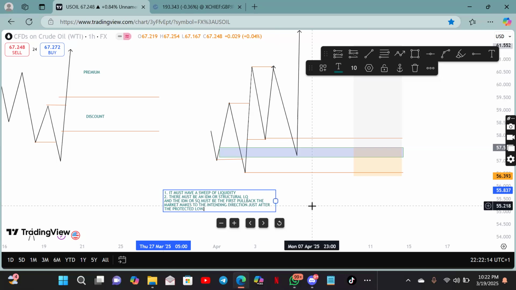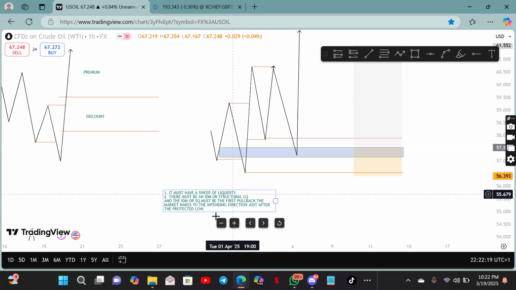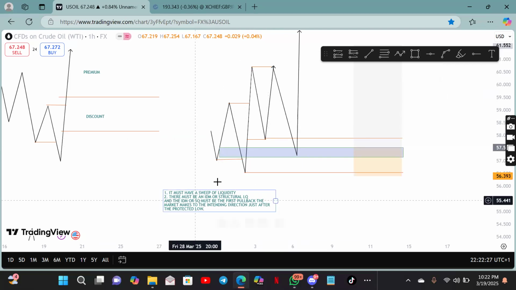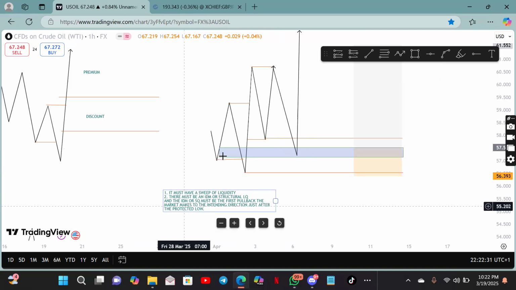Do you understand? This is basically what you need to understand. You already know the structure, right? So where to put the structure is what we are doing here now. Where to put the structure is what, okay, there must be a sweep.